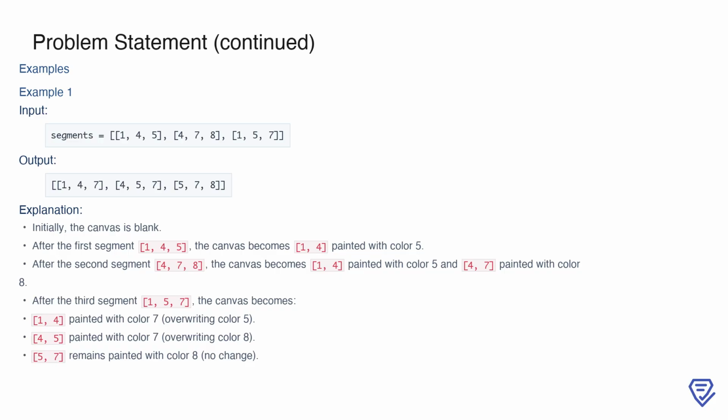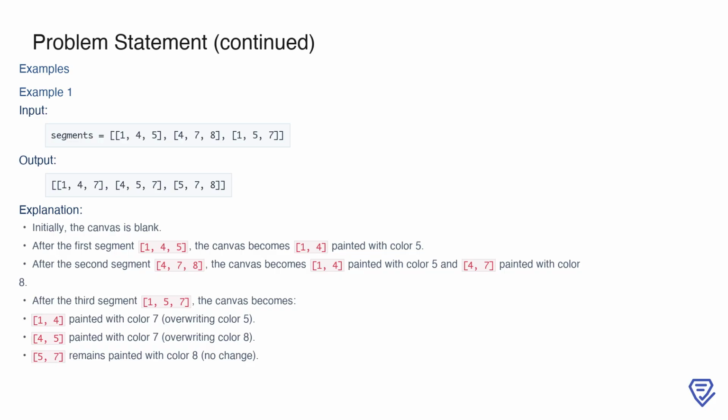To better understand the problem, let's consider an example. Suppose you are given the input segments [1, 4, 5], [4, 7, 8], [1, 5, 7]. Initially, the canvas is blank. After applying the first segment, [1, 4, 5], the range from 1 to 4 is painted with color 5. Next, the segment [4, 7, 8] is added, which paints the range from 4 to 7 with color 8. Note that this does not affect the earlier segment since there is no overlap. Finally, the segment [1, 5, 7] is applied.